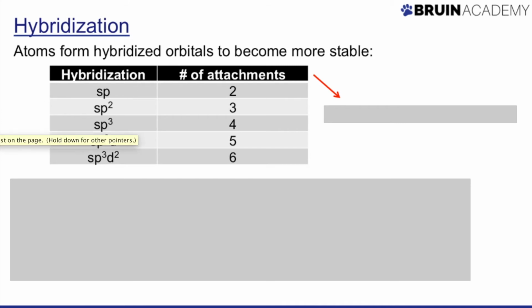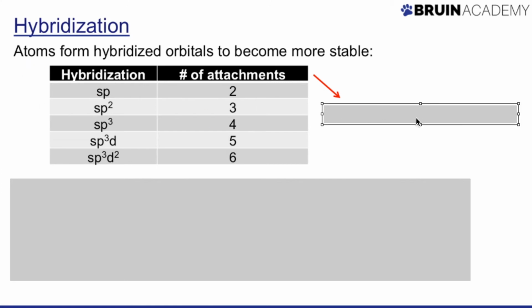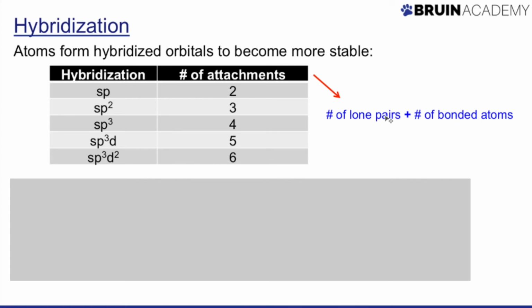So hybridization is an important topic. Really, what you need to understand when it comes to hybridization is how to identify whether an atom is sp, sp2, sp3, sp3d, or sp3d2 hybridized. And all you need to look at is the number of attachments around each atom. And by attachment, I mean anything that is either a bonded atom or a lone pair. So it's like a region of electron density. So if there's two things attached, it's sp. If there's three things attached, sp2, and so forth. And the reason atoms form hybridized orbitals is because they're more stable.